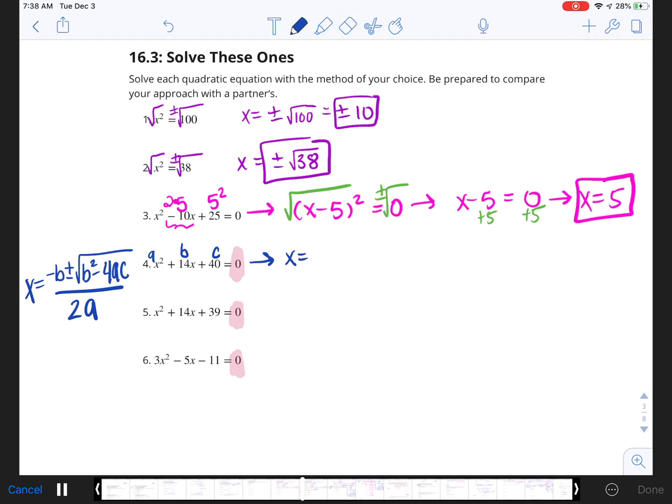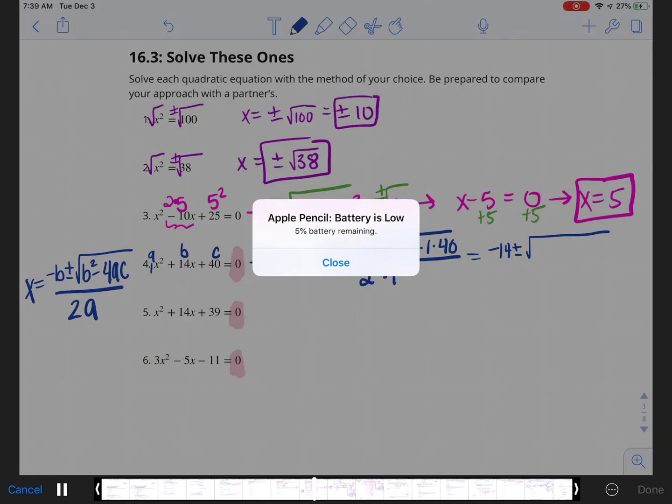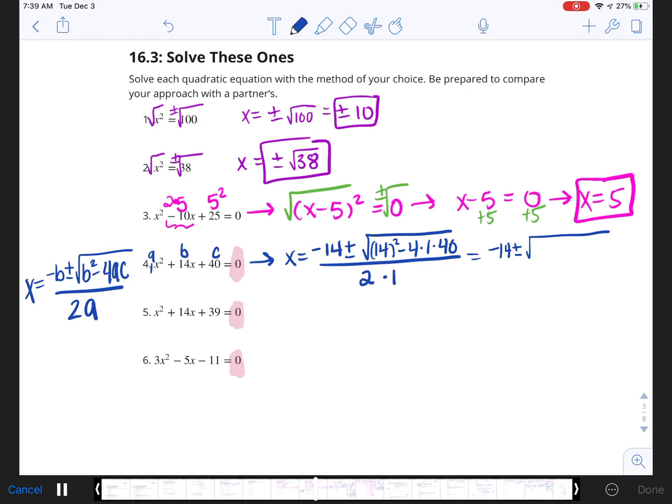So I'm going to get x equals negative 14 plus or minus the square root of 14 squared minus 4 times 1 times 40 all over 2 times 1. And so then I'm just going to work on simplifying it. Feel free to use a calculator to help you with simplifying. So for example, in the calculator, 14 squared becomes 196. Minus 4 times 40 is 160 all over 2. So I get 36. And now I'm going to simplify the square root of 36 to be 6.